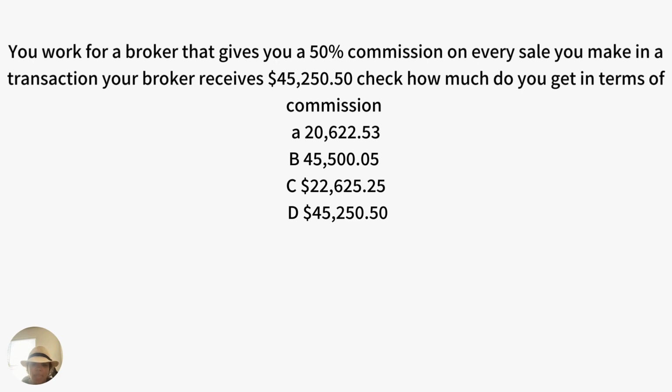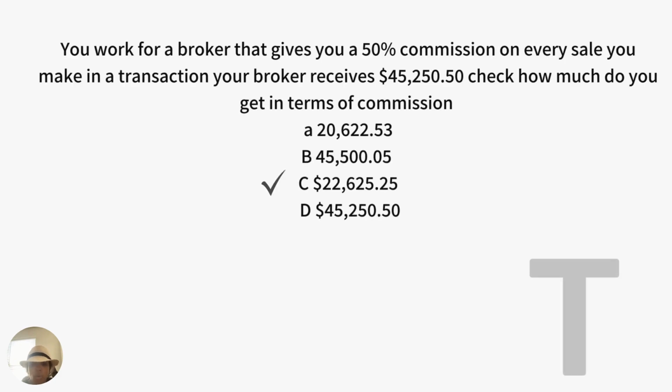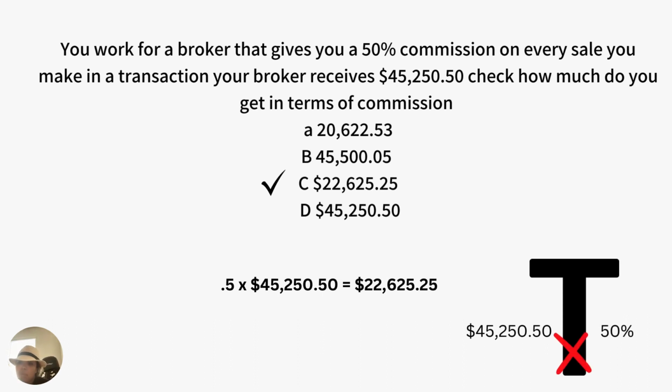So we're doing the same thing that we've been doing when it comes to commission math. To figure out this problem, you multiply the commission percentage by the check received. In this case, it would be 0.5 times $45,250.50 equals $22,625.25. Same thing with my T-chart people. You put the big number on the left, and then you times it by the 50%, and that is going to give you that.